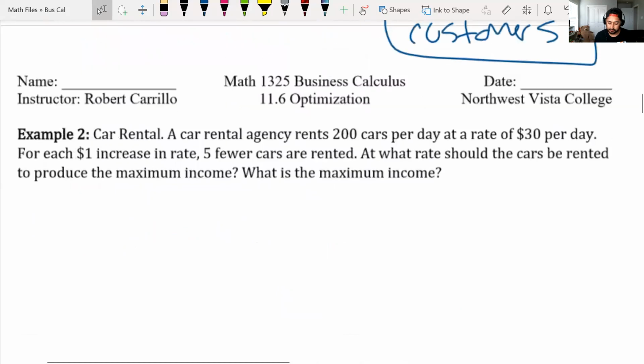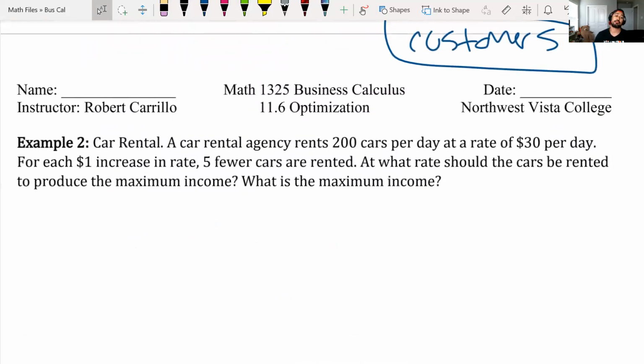Number two, same kind of setup. A car rental agency rents 200 cars per day at a rate of $30 per day. For each $1 increase in the rate, 5 fewer cars are rented. At what rate should the cars be rented to produce the maximum income? What is the maximum income? So again, this is the same setup as the last problem. We're treating it as a revenue function, but we're going to call it income.